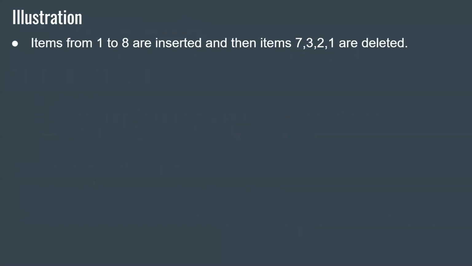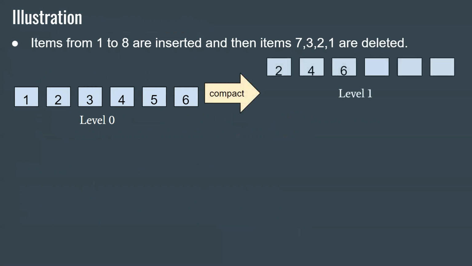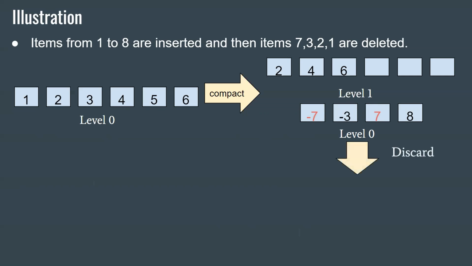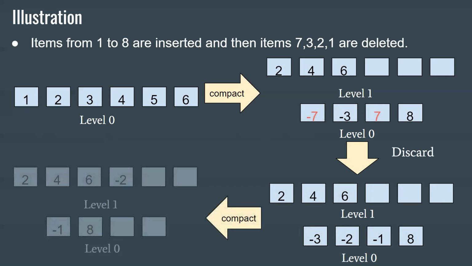So here's an example. Items 1 to 8 are inserted, and then items 7, 3, 2, and 1 are deleted. After processing the first 6 insertions, level 0 buffer becomes full and needs to undergo a compaction. After the compaction, items in the even indices are being pushed to level 1 buffer. Level 0 buffer decreases its capacity to 4, and after storing the next 4 items, it becomes full again. In the next compaction, we can see there is a matching negative 7 and 7. So they can be discarded, which creates 2 more new free spaces for negative 2 and negative 1. The last compaction will push negative 2 to level 1 buffer, and note negative 1 and 8 are not being pushed since they are different operations.